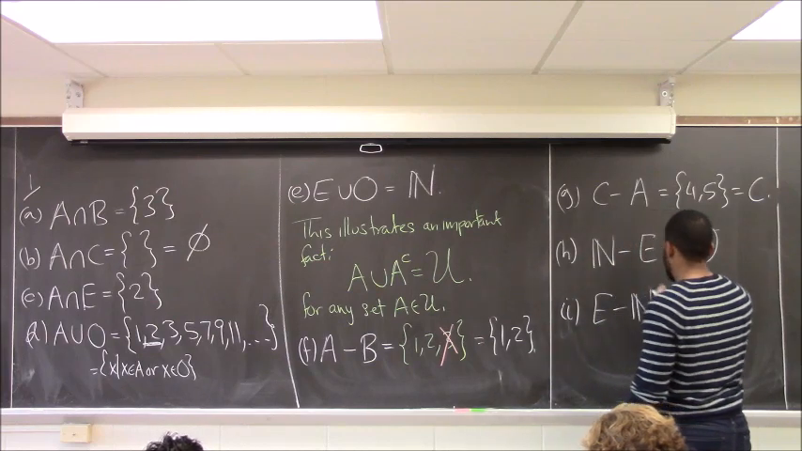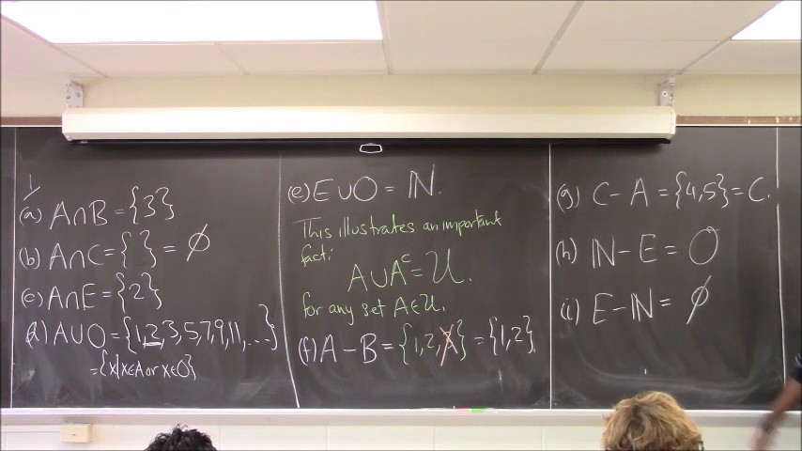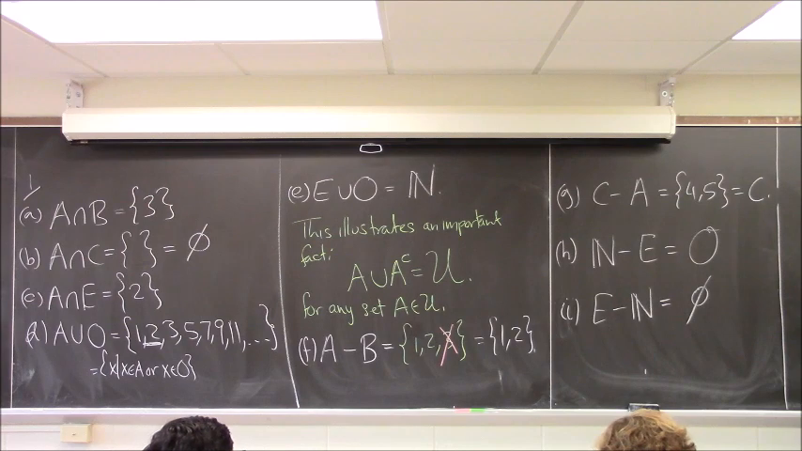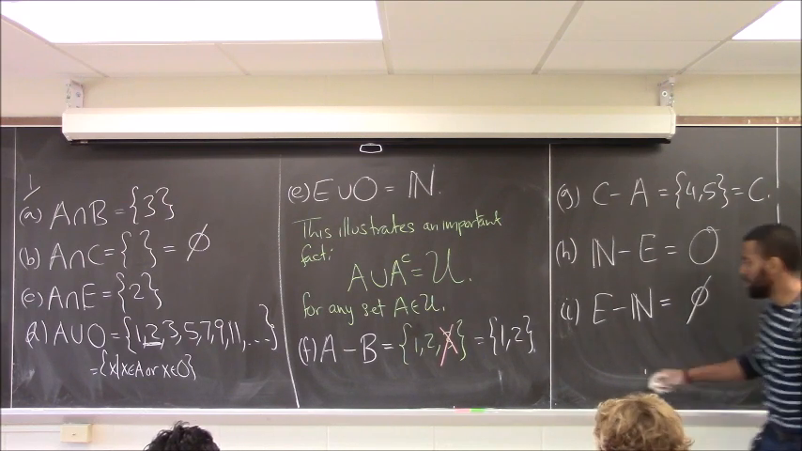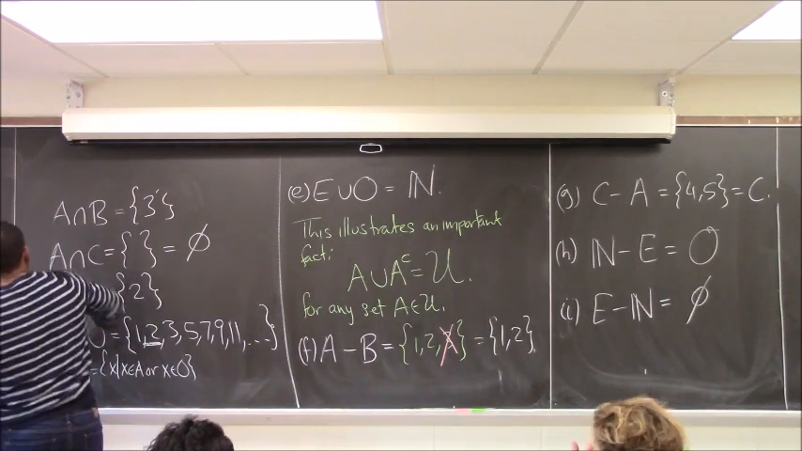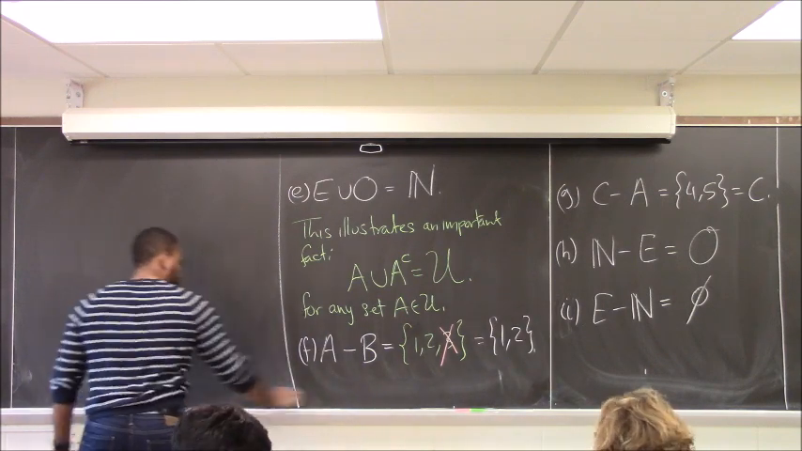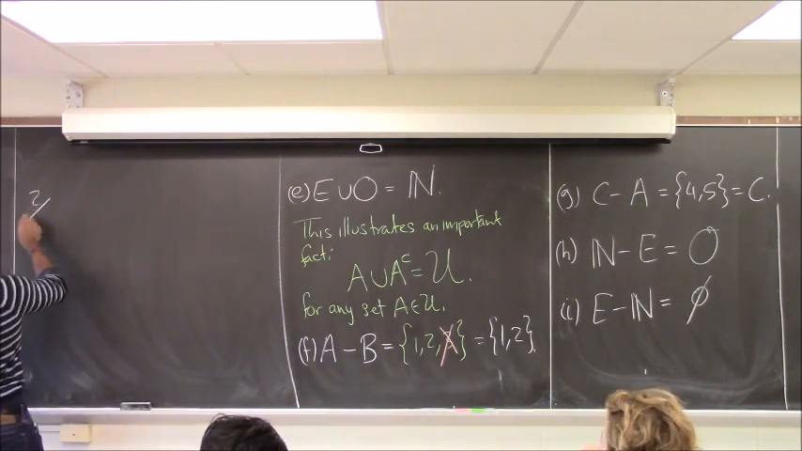I. E minus N. Empty set. You take the set of all even integers and you throw away everyone who's a natural number, well, you're throwing away everybody. Great. So make sure we know what these symbols mean. That's going to be important later.